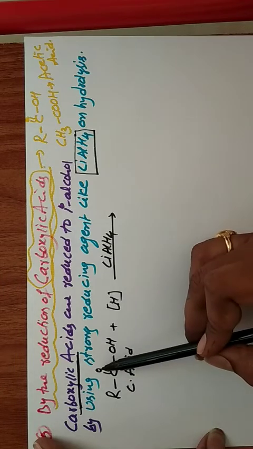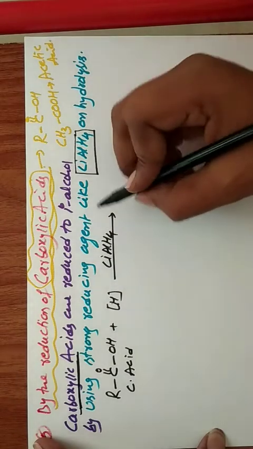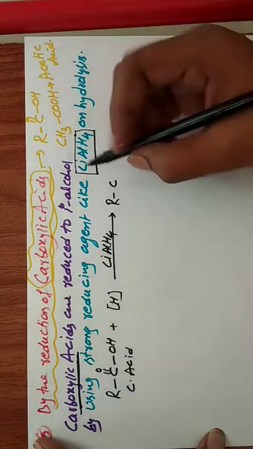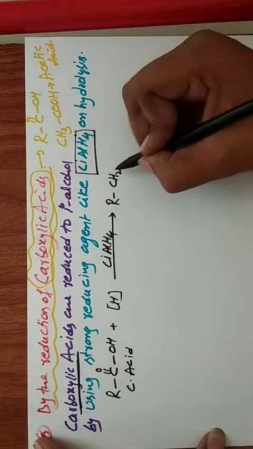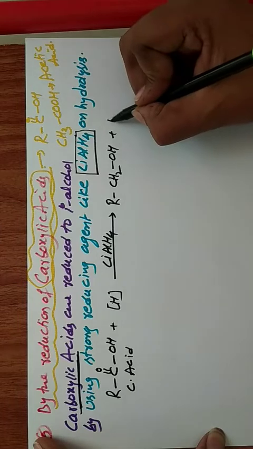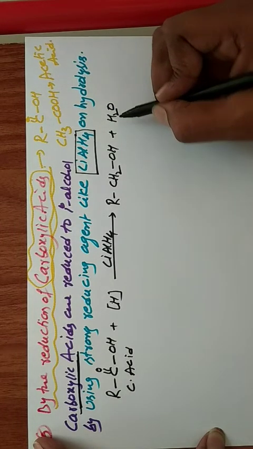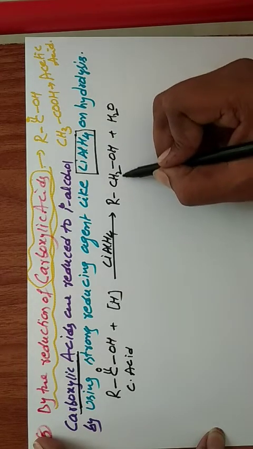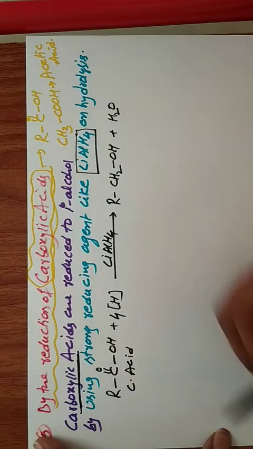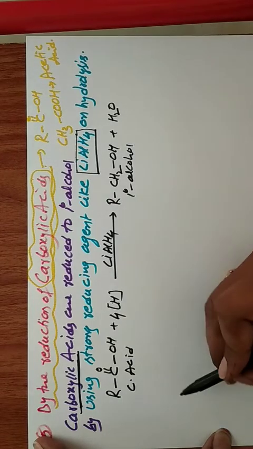So what is the product? R–C, the oxygen atom is completely removed, 2 hydrogen atoms are attached: R–CH2–OH. The removed oxygen leaves in the form of water. In water, 2 hydrogen atoms are required, and in the formation of primary alcohol, 2 hydrogen atoms are required. In total, 4 hydrogen atoms are required. So this is a primary alcohol. This is the reaction for carboxylic acid.